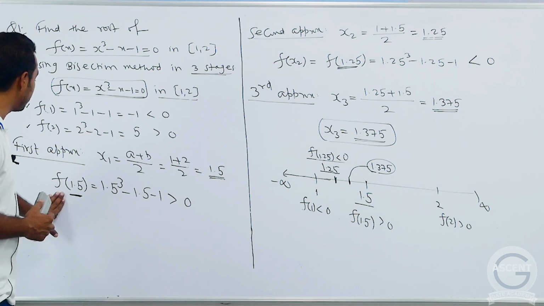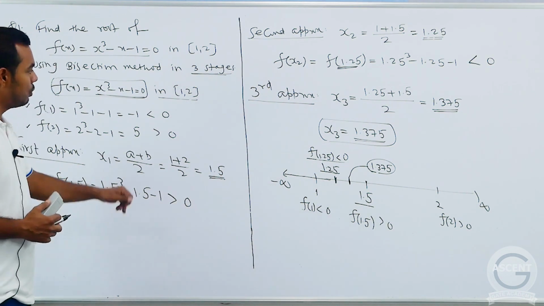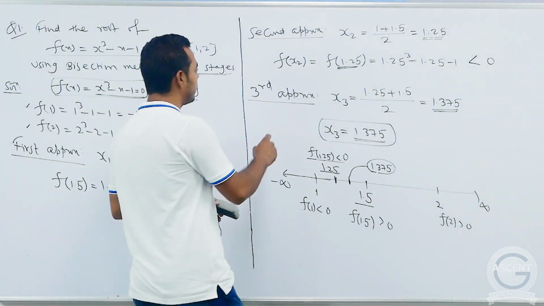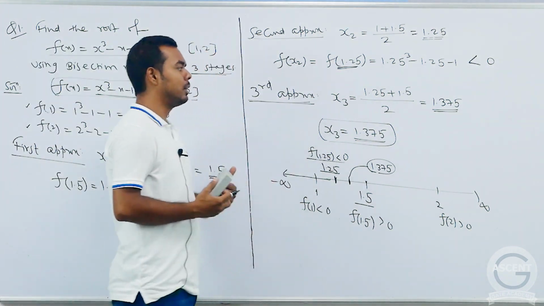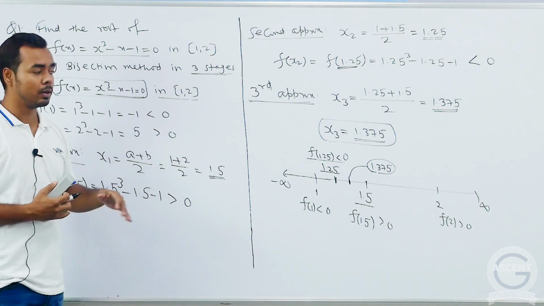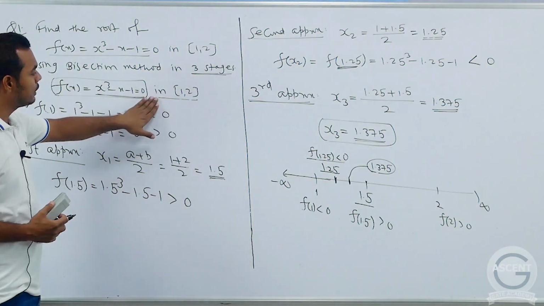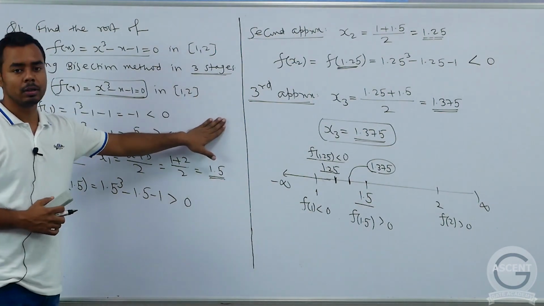This is a very basic method. You can always get a root of f(x) equals 0 using the bisection method. But there is one disadvantage of this method: it is relatively slow compared to the other methods. So we'll take one more problem on the bisection method and then we'll talk about the secant method.